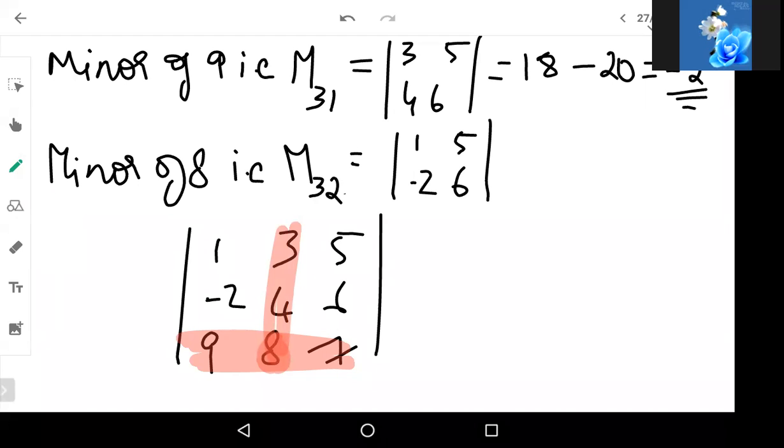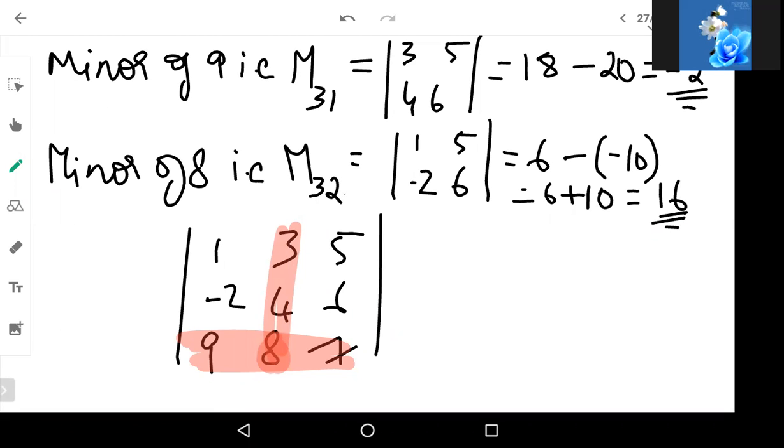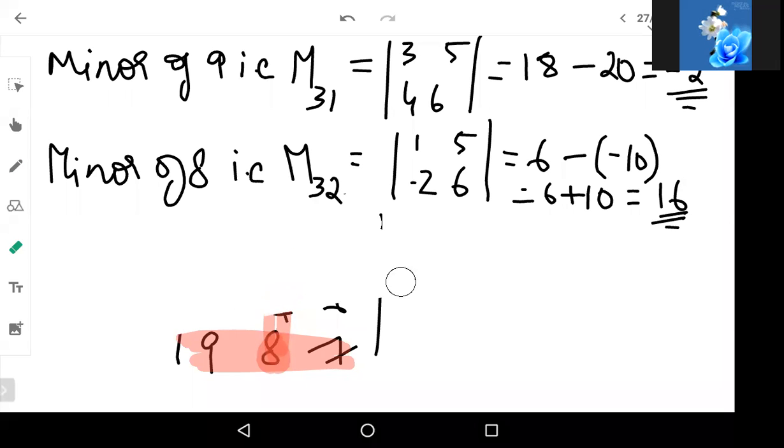But writing this determinant is compulsory. That 1, 5, minus 2, 6, 3, 5, 4, 6. You have to write the determinant. Okay. So how much do you get? 6 1s are 6. Minus of minus 5 2s are 10. So that is nothing but 6 plus 10 is 16. Good. Now find the final element, minor for the element, that is 7.